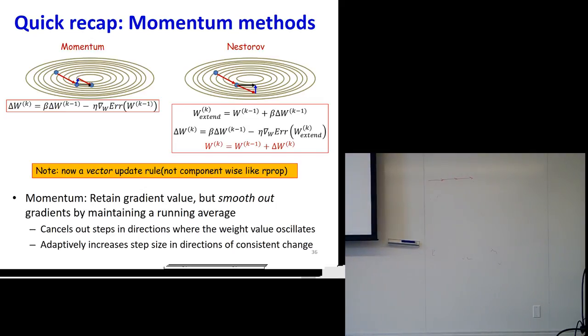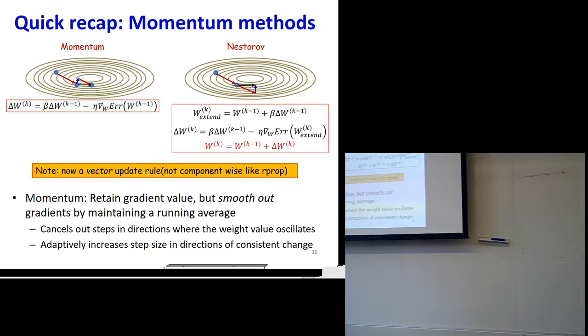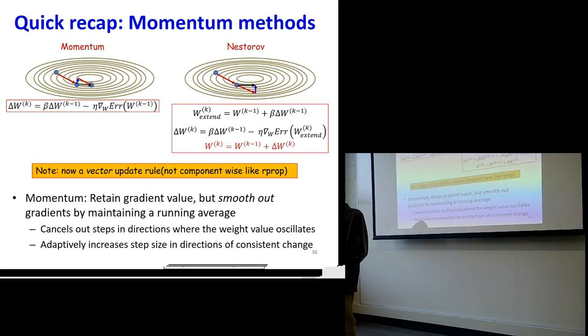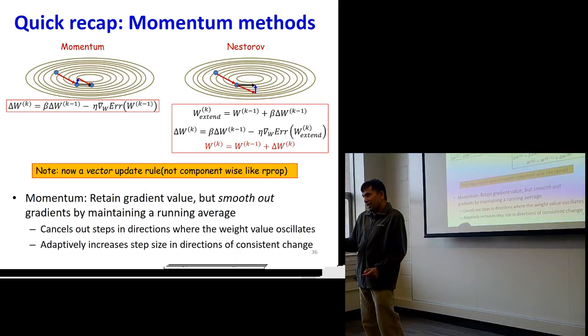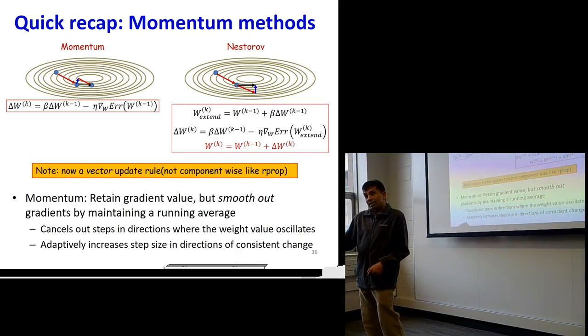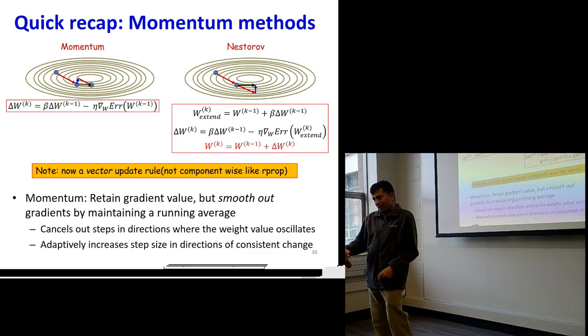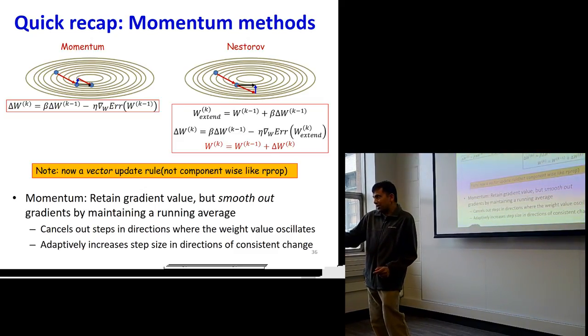So this is the equation we have. The current step size is going to be some beta times the previous step size, plus, forget the minus, the minus sign basically says you're walking against the derivative, right? Plus the current suggestion based on the derivative. So if all of them are consistent, this is going to build up. But it also has a nice property.